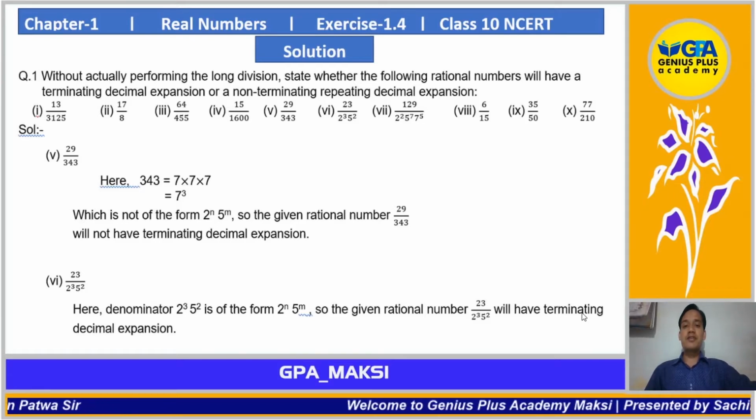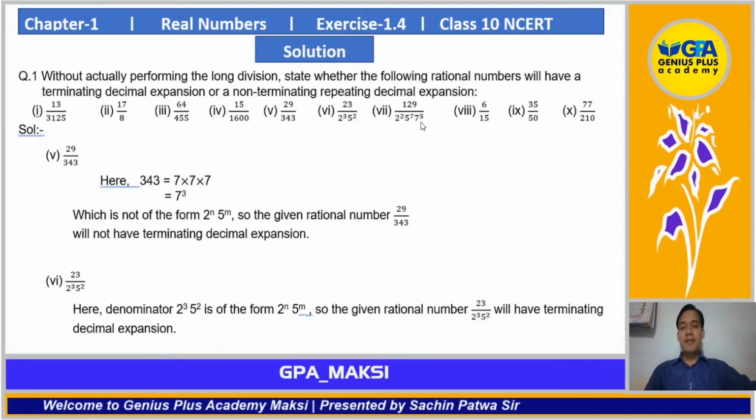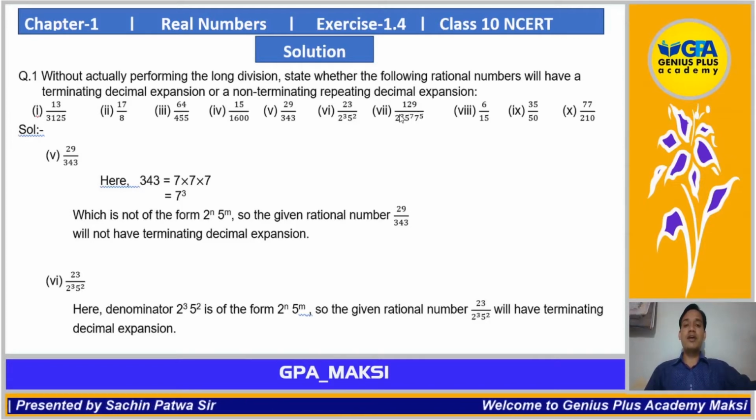Our next question is question number 7, 129 by 2 raised to 2, 5 raised to 7, 7 raised to 5. Here आप देख सकते हैं इसमें 7 raised to 5 है और 7 raised to 5 को हम 2 raised to n, 5 raised to m के फॉर्म में रिप्रेजेंट नहीं कर सकते. सो ये क्या होगा, एक नॉन टर्मिनेटिंग रिपीटिंग डेसिमल एक्सपांशन. सो आइए चलते हैं इसके सॉल्यूशन की ओर.